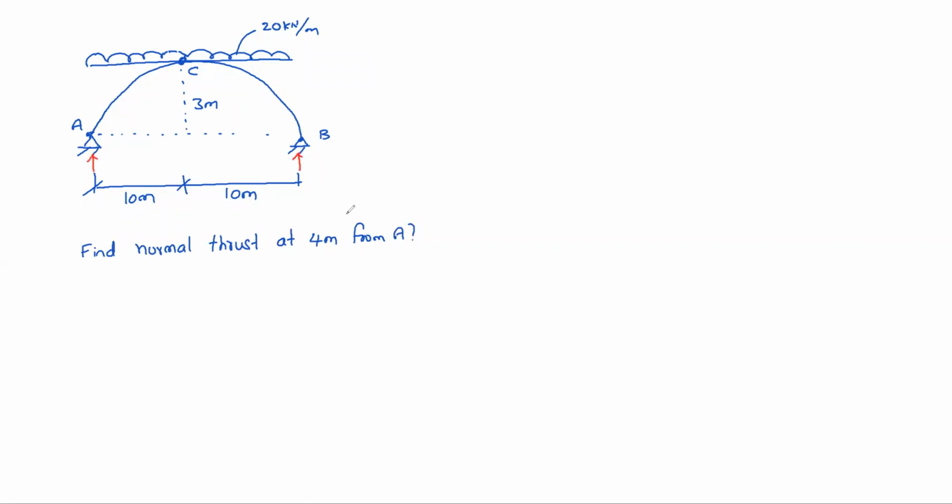Reactions, very simple: 20 into 20, 400, that means 200 kilonewtons, 200 kilonewtons. And horizontal reaction, we know the formula, H equal to WL square by 8H. L is 20, so 20 into 20 square divided by 8 into 3, that is 24. That is 333.33 kilonewtons, the horizontal thrust.